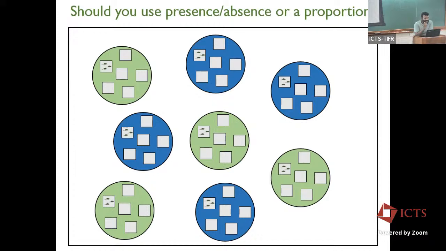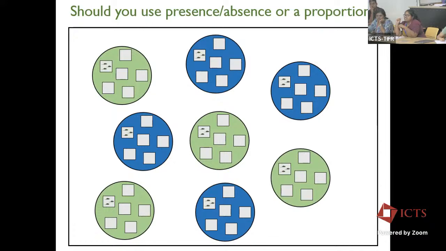So we will be using presence absence data as our response variable because we'll be using a binomial family for this. So for that binomial function, we need presence absence data. You can also use proportions in binomial models. I'll explain how. Yeah, so you can also do that.